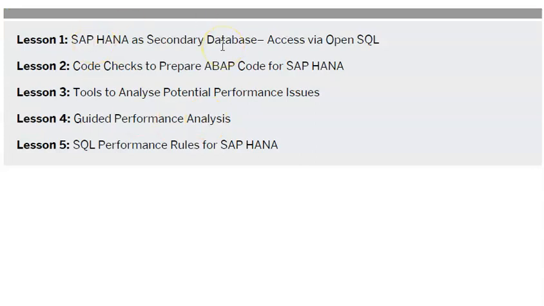So taking ABAP to SAP HANA, we have SAP HANA as a secondary database, code checks to prepare ABAP code for SAP HANA, and tools to analyze potential performance issues, guided performance analysis, and SQL performance rules for SAP HANA. This is what we are going to discuss in the next session, after the break. So we will go ahead and discuss these things then.